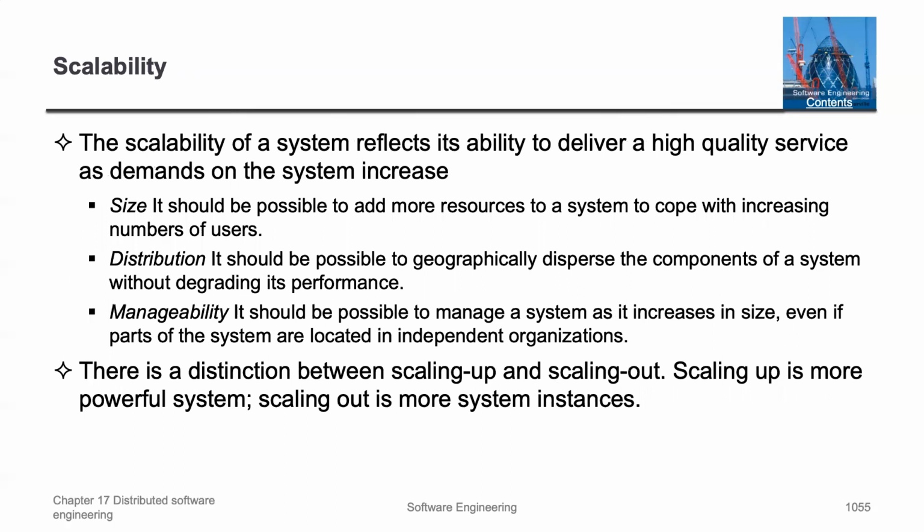So in terms of scalability, the scalability of a system reflects its ability to deliver a high-quality service as demands on the system increase. And there are three things to consider: size, distribution, and manageability. For size, it should be possible to add more resources to a system to cope with increasing numbers of users. For distribution, it should be possible to geographically disperse the components of a system without degrading its performance. Finally, manageability: it should be possible to maintain a system as it increases in size, even though the parts of the system are located in independent organizations.